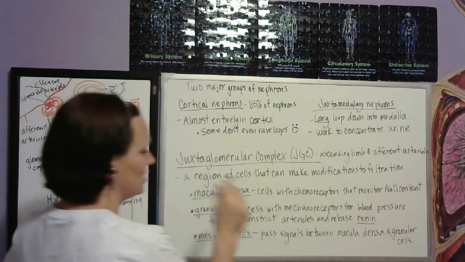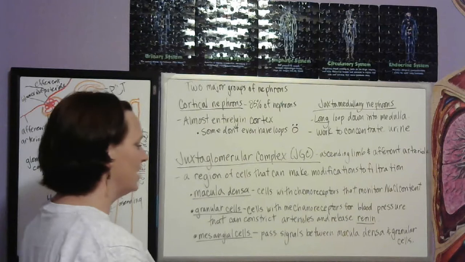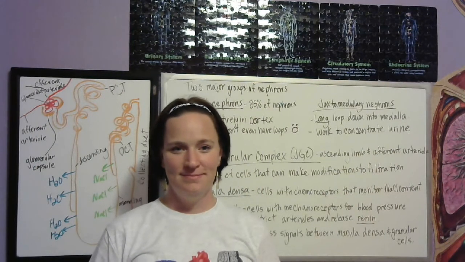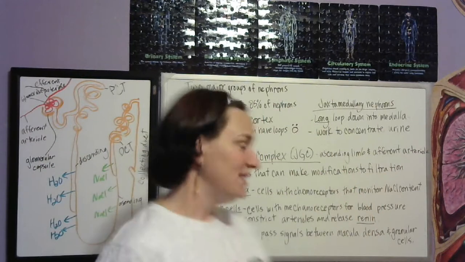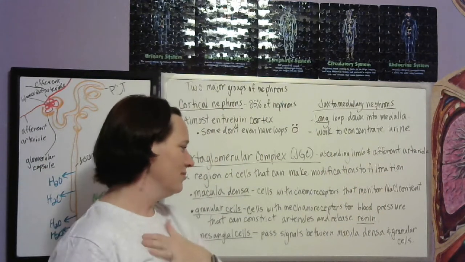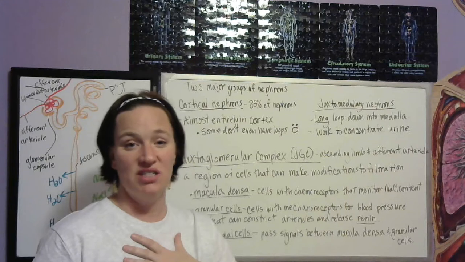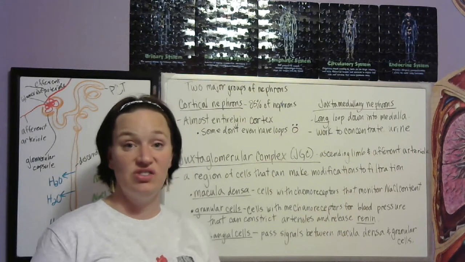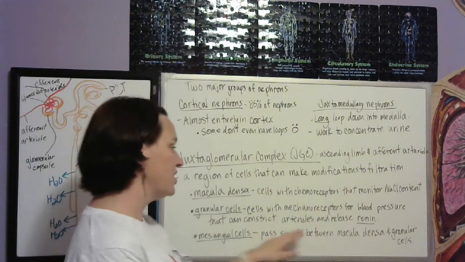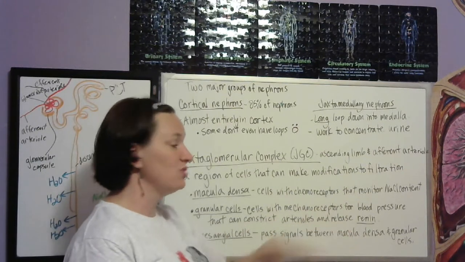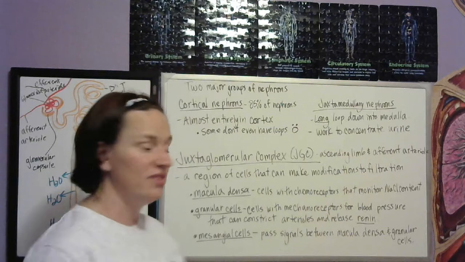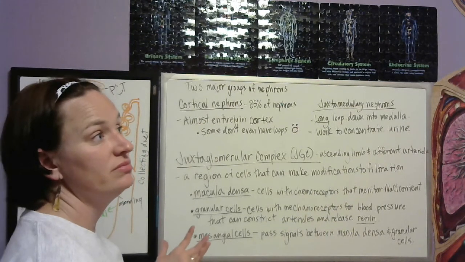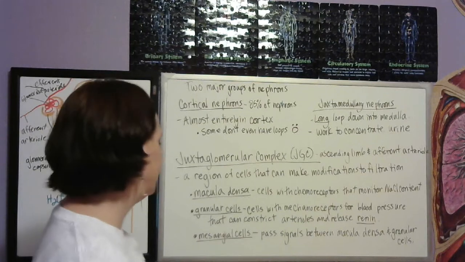Granular cells are cells with mechanoreceptors that are looking at blood pressure. Why would your kidneys care about blood pressure? Because that's how you increase or decrease blood pressure, right? Well, that's one of the things that affect it, is how much fluid or how little fluid you have in your vessels. Okay, so these can constrict arterioles, or they can also release renin. Renin is a hormone that's going to be involved in blood pressure and the amount of plasma, therefore the amount of fluid in your body.